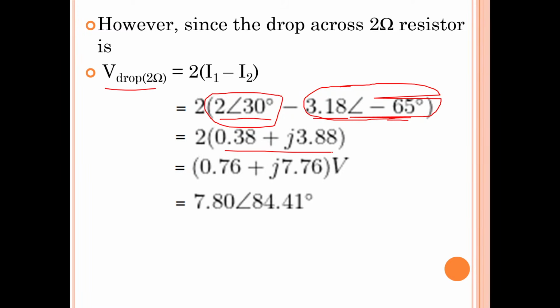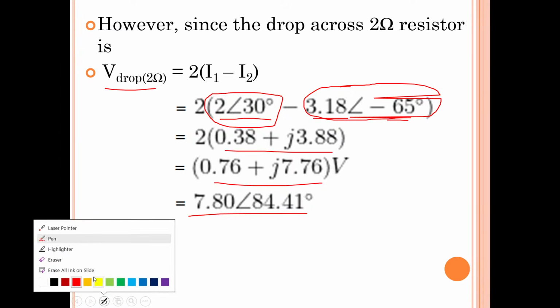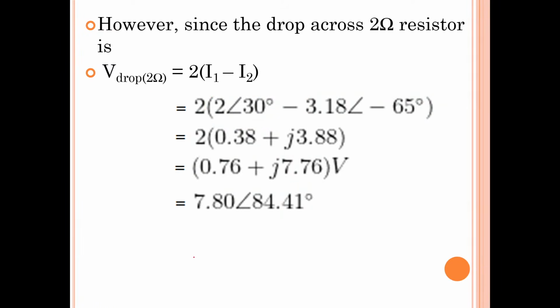I have written it in rectangular form. After converting into rectangular, I multiplied 2 with this, and I got this in rectangular form. Again, I converted that into polar form. So you need a scientific calculator to convert rectangular to polar and polar to rectangular. You can meet me to know how to do this.